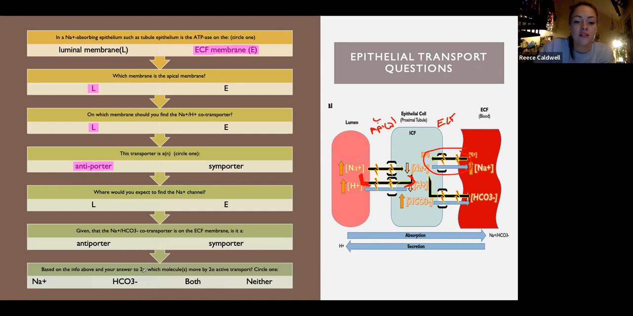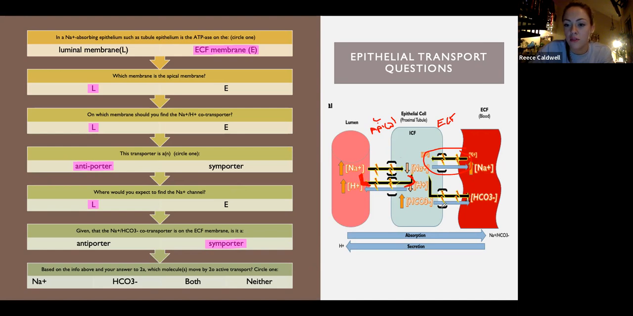Where would you expect to find the sodium channel? That's also going to be the luminal side. This is our sodium channel right here. Given that the sodium bicarb cotransporter is on the extracellular fluid membrane, it is a symporter. So that's looking at this one right here, our sodium bicarb cotransporter, and they are moving in the same direction.